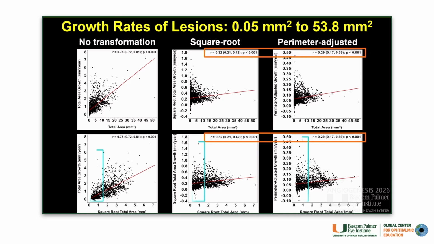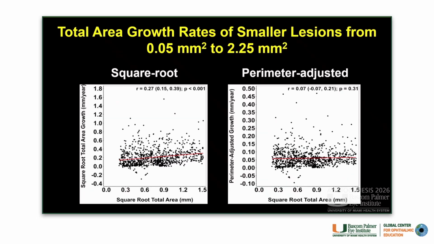Which brings us to the next question. Do small lesions grow similar to larger lesions? So to answer this question, we statistically determined a breakpoint in our population of 2.25 millimeters squared or 0.9 disc areas, which is very close to the most commonly used breakpoint in clinical trials of 1 disc area.